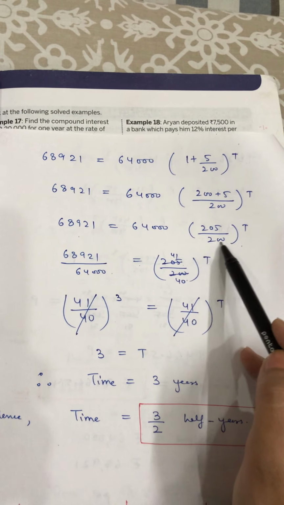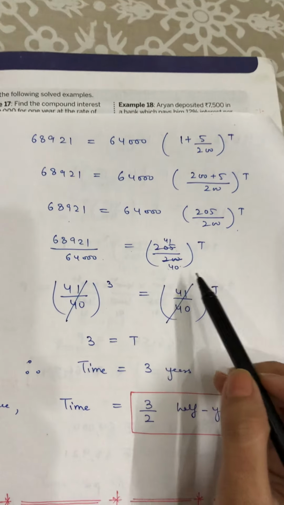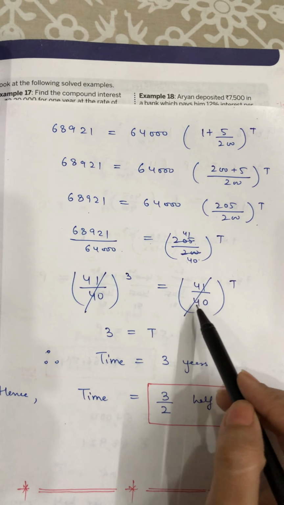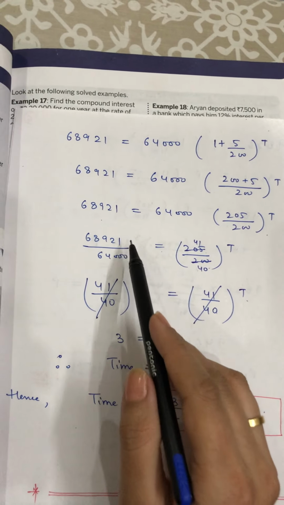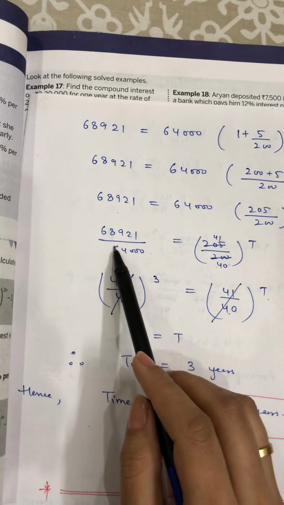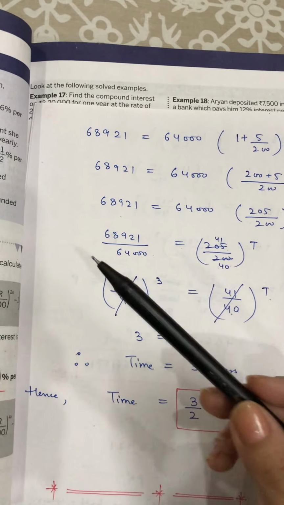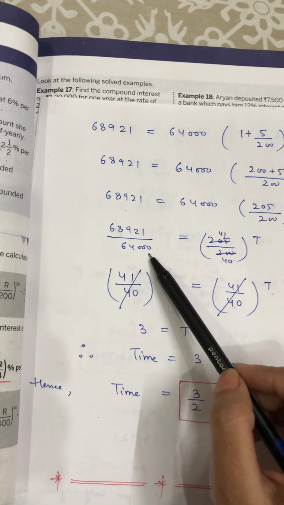Now cancel using the 5 table: 5 4s are 20, 5 1s are 5, 5 4s are 20. So now what is left? 41 upon 40 raised to power t, and here 41 upon 40 is left. That means this will be a square, cube or 4 times or anything for 41 upon 40.